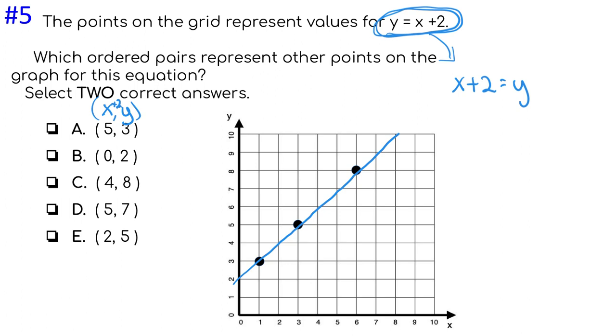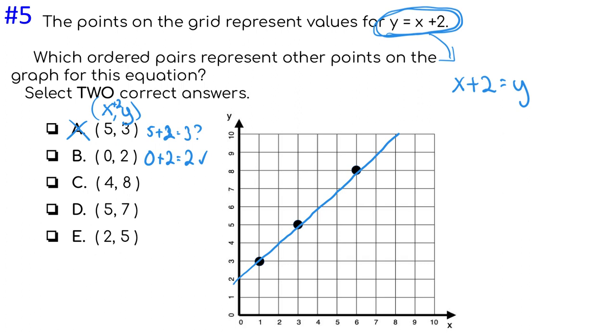So answer choice A, 5, 3. Is 5 plus 2 equal to 3? No, definitely not. So A is out. B, is 0 plus 2 equal to 2? Yeah, sounds good. And I can double check on my graph.